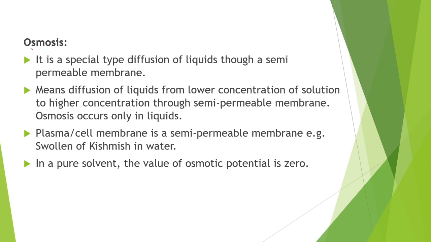Next process is osmosis. Osmosis is a special type of diffusion of liquid through a semi-permeable membrane. It means diffusion of liquids from lower concentration of solution to higher concentration through the semi-permeable membrane. The osmosis process occurs only in liquids. The plant cell membrane is a selectively semi-permeable membrane which allows only selected particles to enter into the cell. The example of osmosis is the swelling of raisins in water.